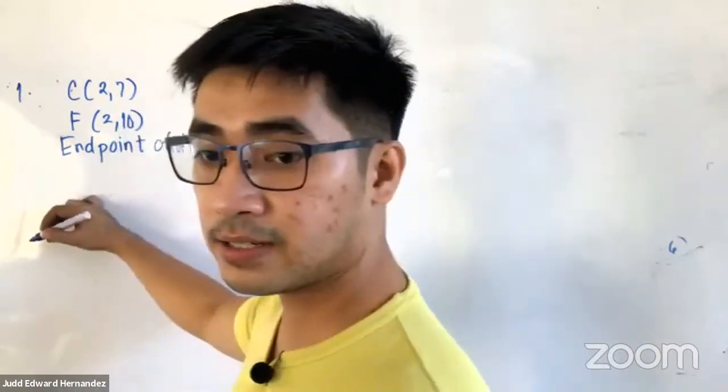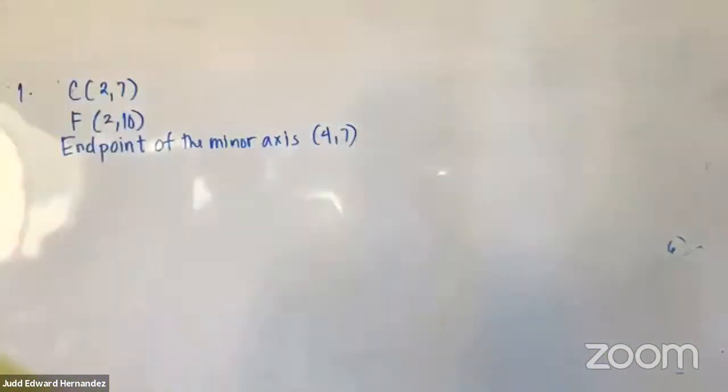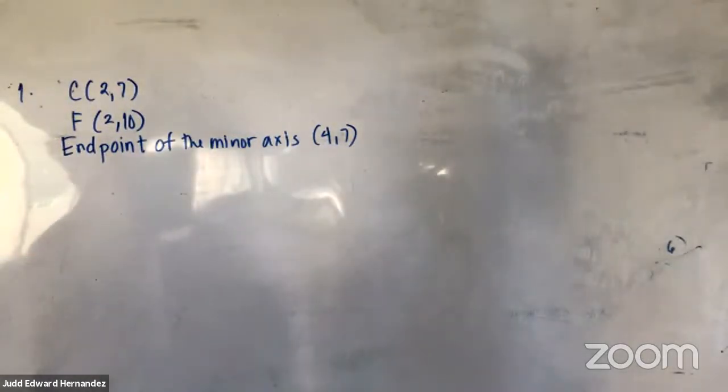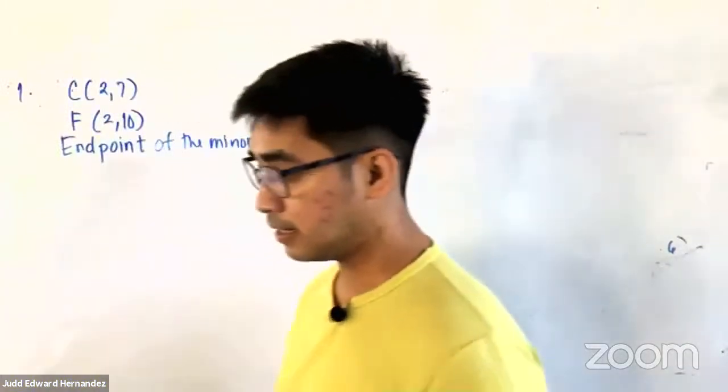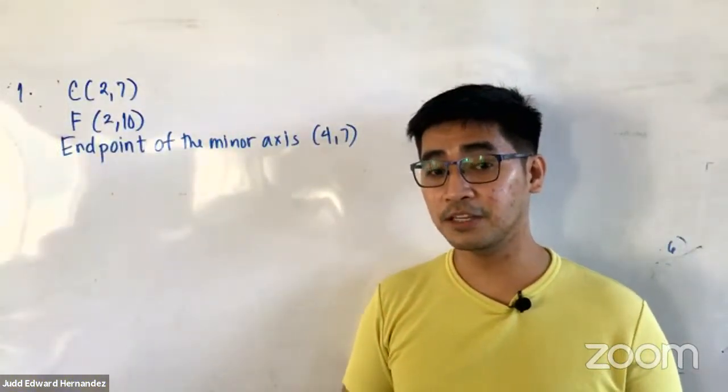Endpoint of the minor axis is located at 4, 7. Okay. So anong gagawin natin if given tayo ng ganito? The center is 2, 7, the focus is 2, 10, and the endpoint of the minor axis is 4, 7. We could not identify yet the major axis. Tama ba? Hindi pa natin ma-identify agad si major axis.